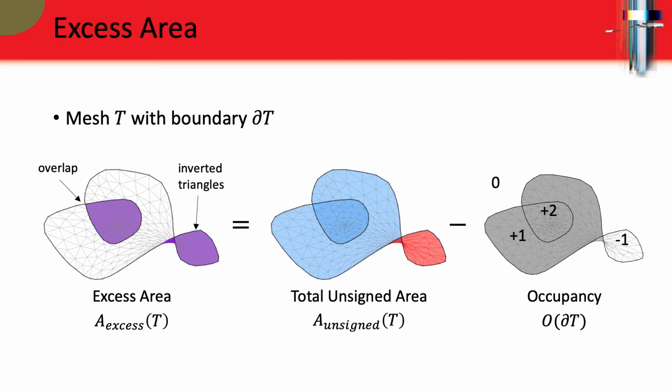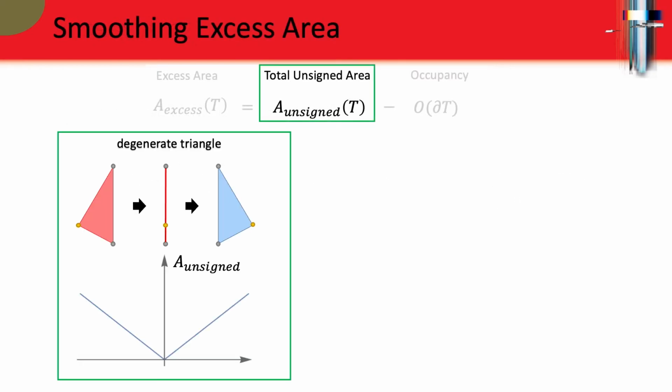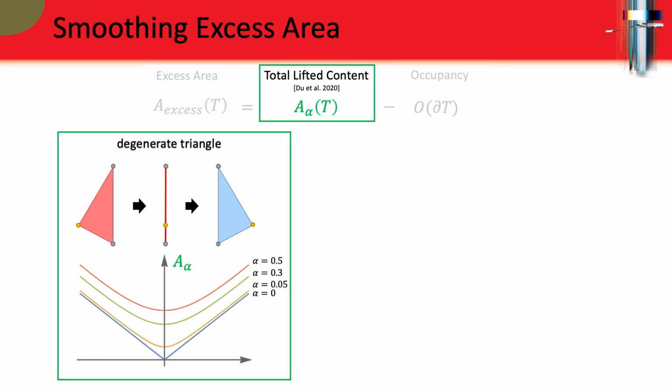Unfortunately, the excess area is not suitable for optimization because both the unsigned area and the occupancy are not smooth. For example, as the triangle moves out of an inverted state, the unsigned area is not smooth when the triangle becomes degenerate. To smooth it, we use an energy we introduced in last year's SIGGRAPH called the total lifted content. The energy is controlled by a non-negative parameter alpha, and it becomes smoother as alpha increases.